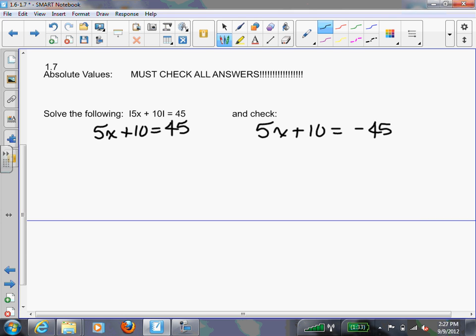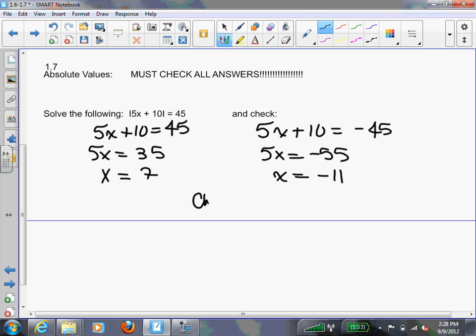All right, so we solve our equation, and we get 5x is equal to 35 by subtracting 10. And by dividing by 5, we get x is 7. This is for our first case. For our second case, when we subtract 10, we get 5x is equal to negative 55. And we get then x is negative 11.